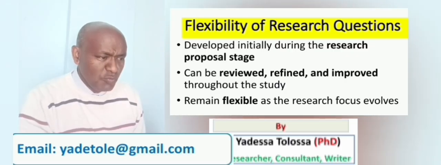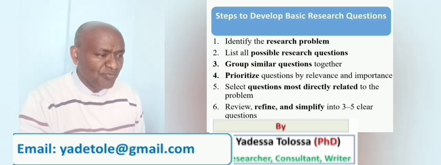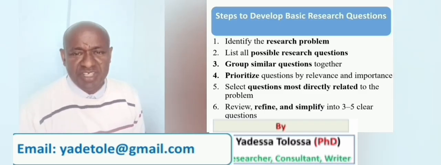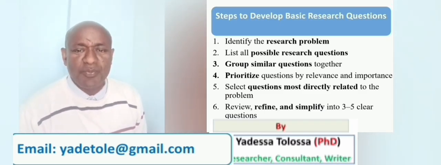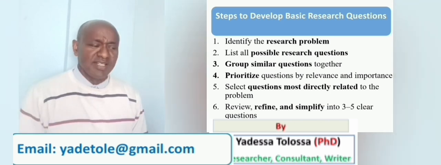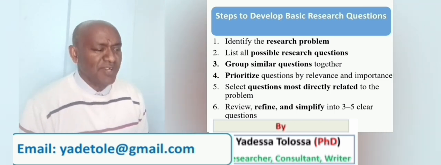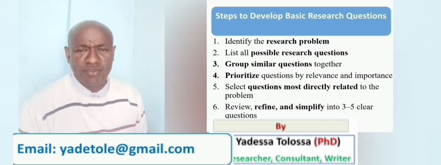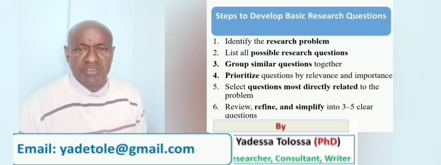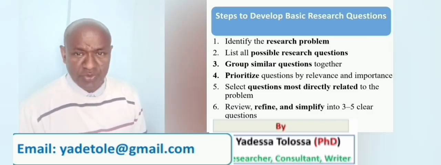Now we move to the next slide, slide number 4: the steps to develop basic research questions. How do we develop them? There are steps, one after the other. For instance, the first one is to identify the research problem. What is the research problem? What is the topic under investigation? That is a very important part to know as a researcher.